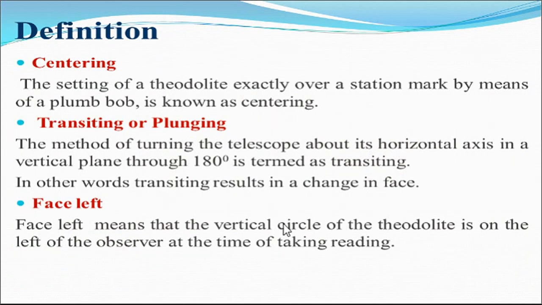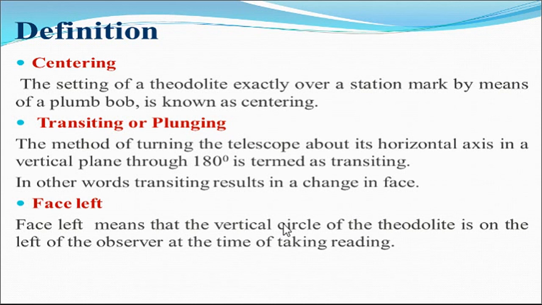Now the definitions. These are some of the various terms related to theodolite surveying. Centering, the first one: the setting of the theodolite exactly over a station marked by means of a plumb bob is known as centering. Already you know the plumb bob very well. It is used to fix the vertical line along gravity, and in the case of a theodolite we need exact centering. This hook arrangement is given exactly at the base of the theodolite, where we hang a plumb bob, and that helps in centering exactly over the station.